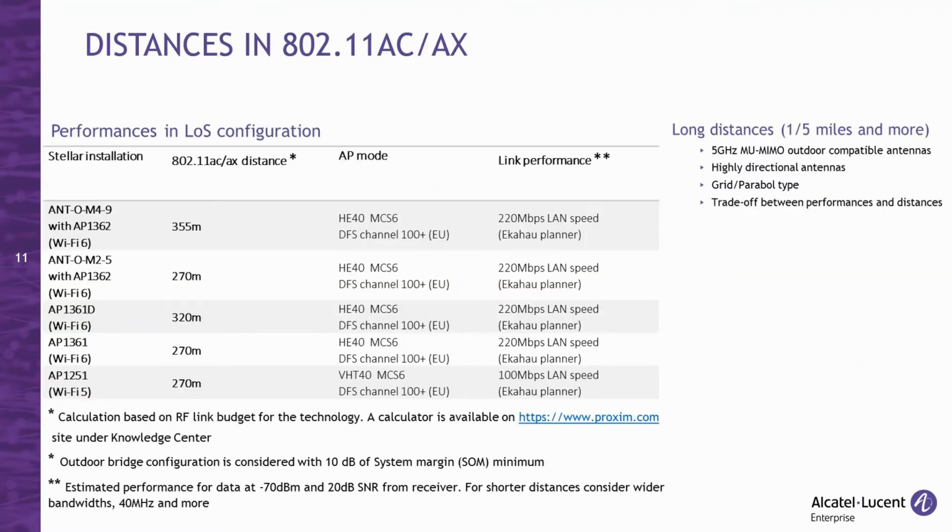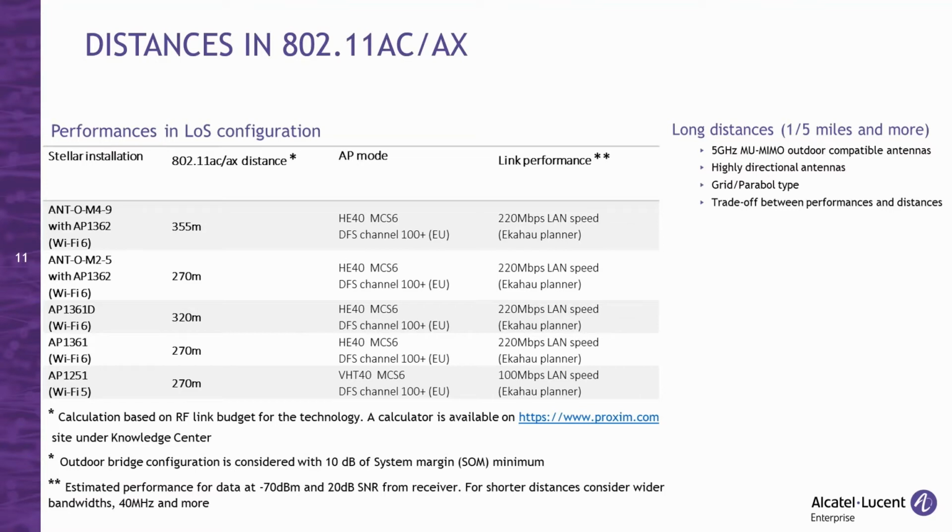What about distance for a mesh link in outdoors? The data rate decreases significantly with the distance between the access points of a mesh link. The installation is always a trade-off between the distance and the expected performance for the link.